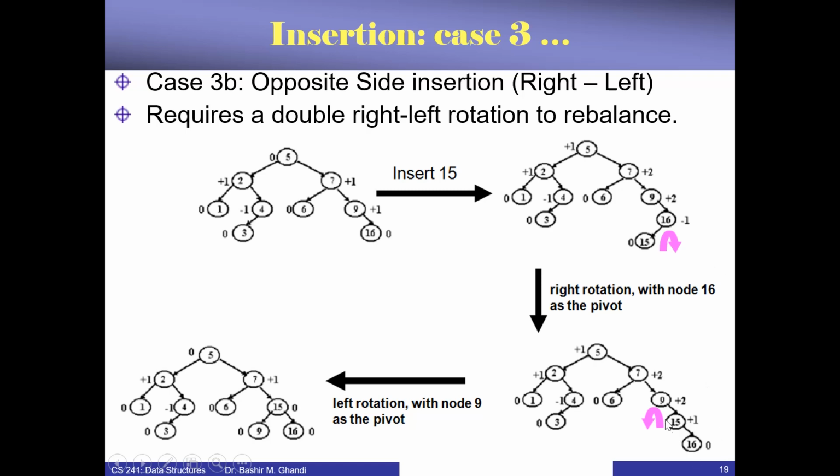Step number 1. And the second step is to do a left rotation on the 9 itself. If you observe, this first rotation is simply reducing the problem to that of right-right, so that we can now do a single rotation. So the left rotation is done on 9, and if you do that, 15 will move up to replace the 9. 9 will go down to become its left, and we are done.